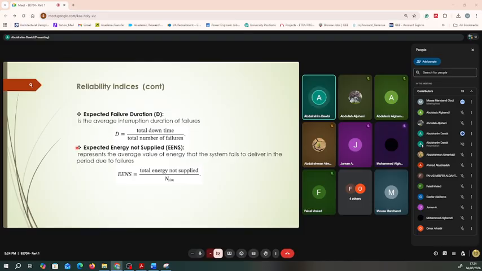The fourth one is expected energy not supplied, EENS. This represents the average value of energy that the system fails to deliver in the period due to failure. The equation: total energy not supplied divided by NSIM.